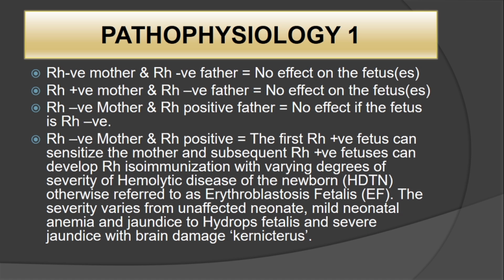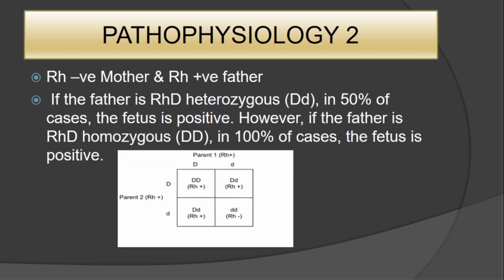The effect of the Rhesus isoimmunization may vary from an unaffected neonate, that is, the neonate may not be affected. The neonate may come with mild anemia, mild jaundice, severe jaundice, and to the extent of having hydrops fetalis, or severe jaundice with brain damage, what we refer to as kernicterus.